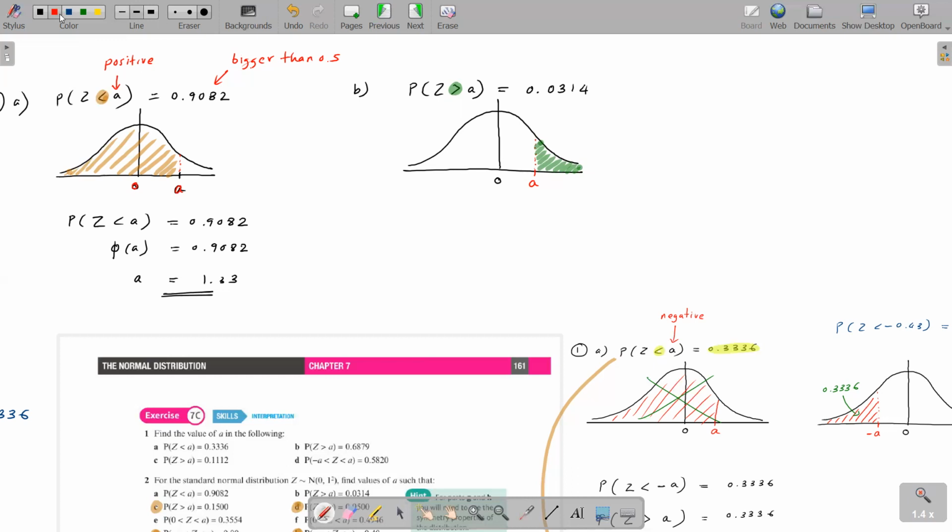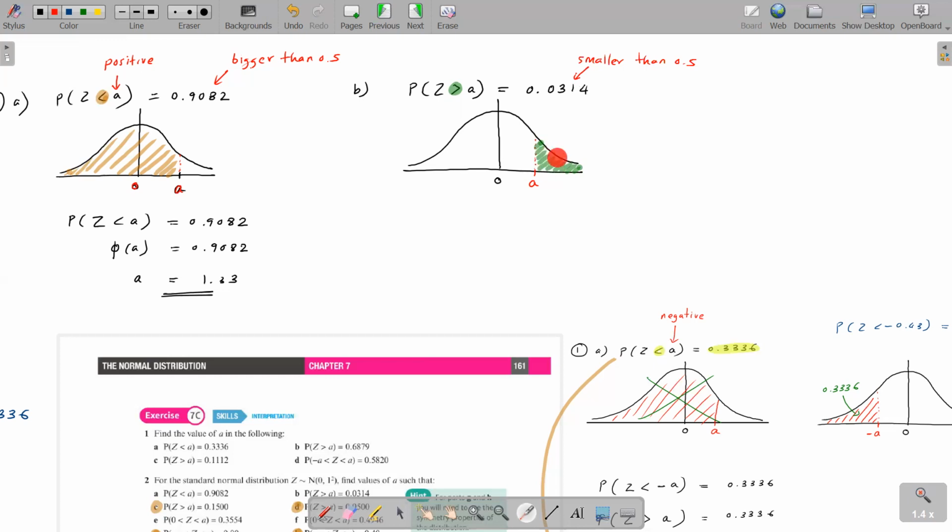So what do you think about this area? Is this area bigger than half or smaller than half? You can see this is smaller than half. An area smaller than 0.5 means 0.0314 only shades a small region. It doesn't shade more than half.